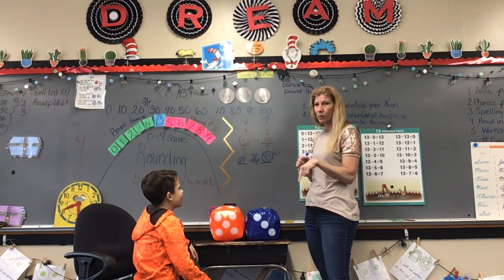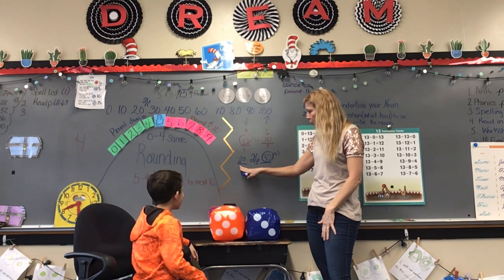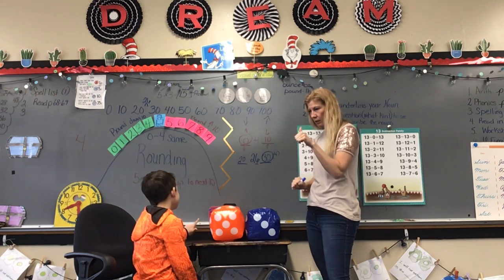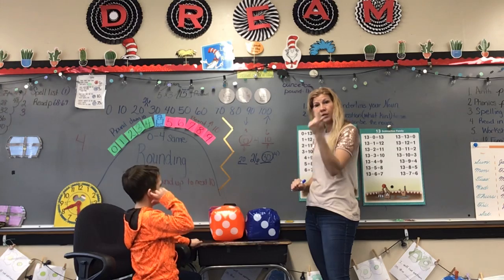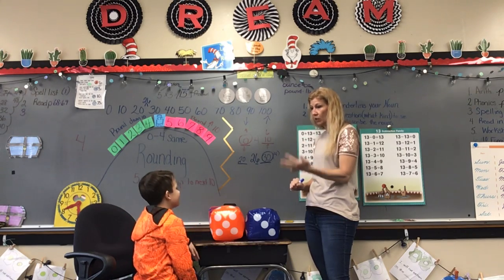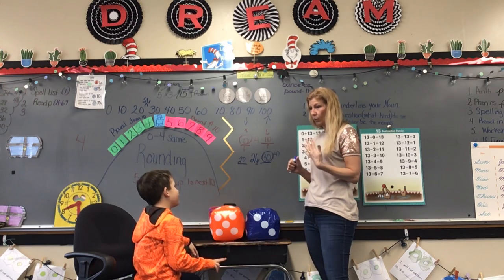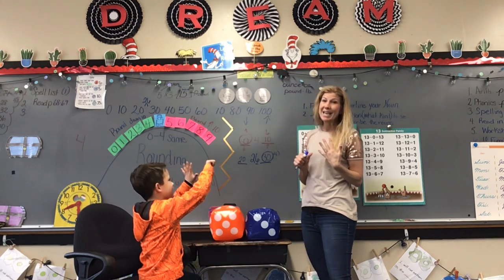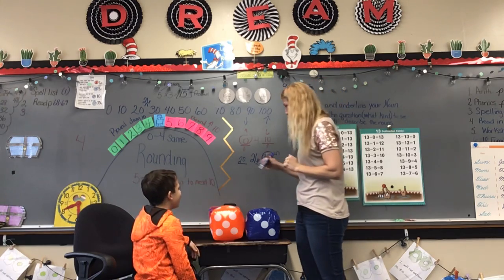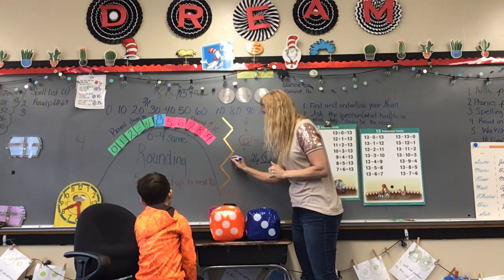We'll try it again because Ben wasn't paying attention. Ben, how far away is 20 from 26? 21, 22, 23, 24, 25, 26. How far away was it? It was 6 away. Ben's not counting right. All right, so 6 away.